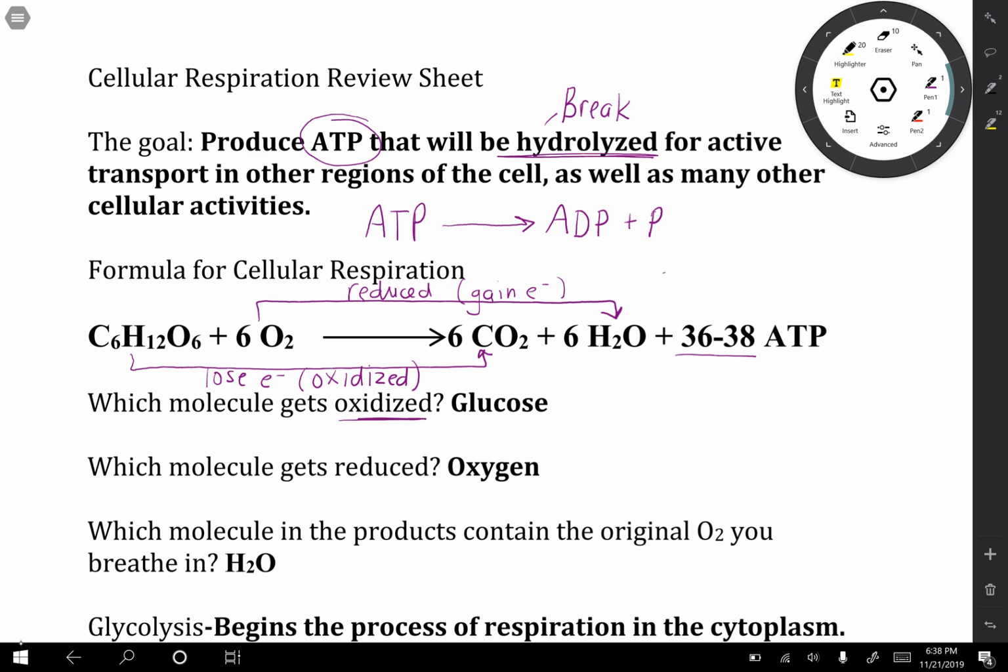Well, through radioactive isotopes, they did this in photosynthesis and in respiration. Let's say that they radioisotoped that oxygen. Well, they found out later that that oxygen was this oxygen, not the oxygen released from CO2. We'll see where that comes from in a little bit. So, which molecule in the products contains the original O2 that you breathed in? Well, it's the oxygen. And again, I'll show you how that works in a little bit.